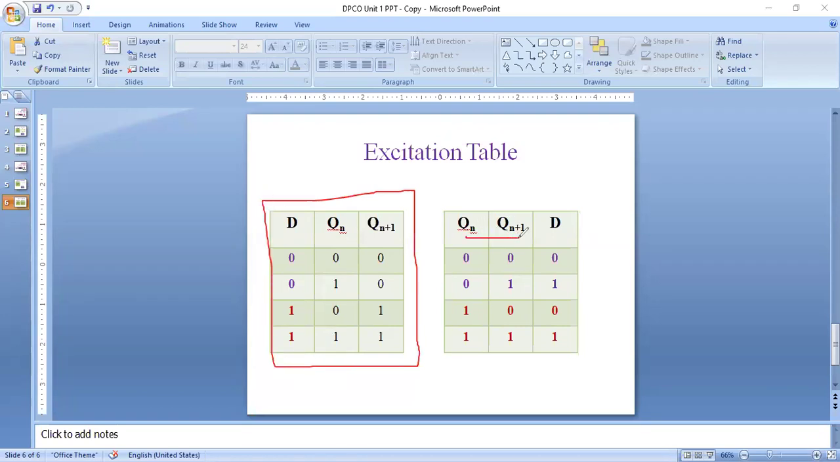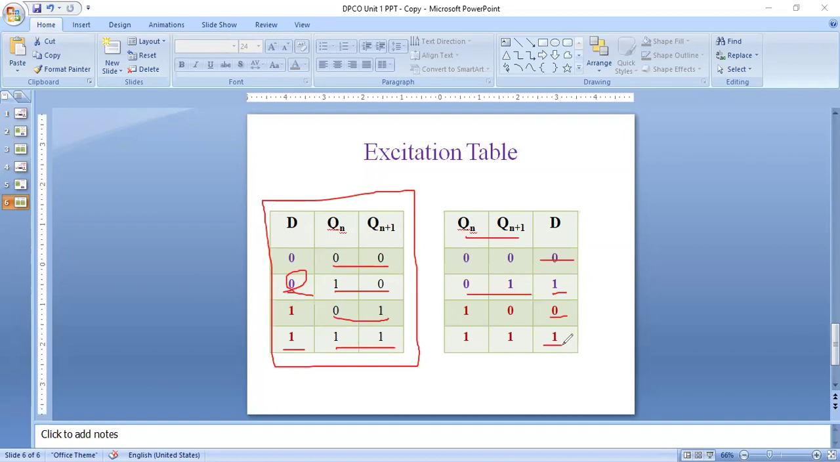So Qn plus 1. Qn present state 0, next state 0, now what should be the input? 0. So that is the 0. Present 0, next 1. Present 0, next 1 means my D value should be 1. So here it is 1. Present 1, next is 0. Present value is 1, next is 0. My D value should be 0. So here it is mentioned as 0. Present 1 and next value is 1 means my D value should be 1. So this is mentioned as 1.